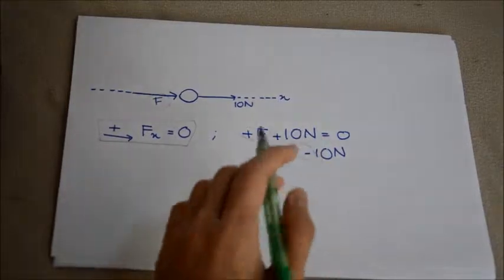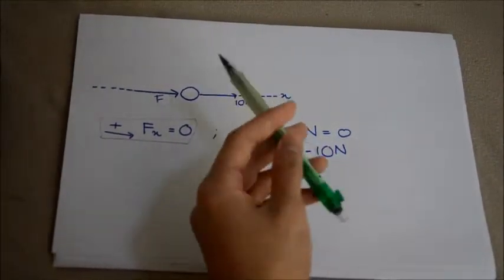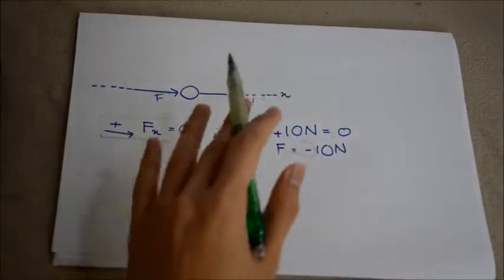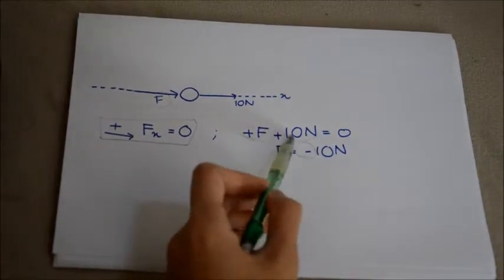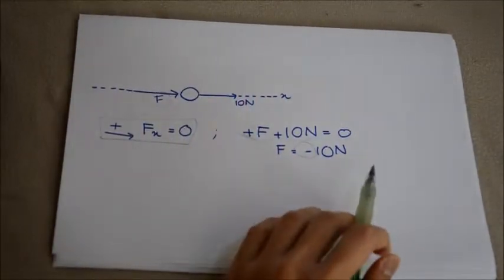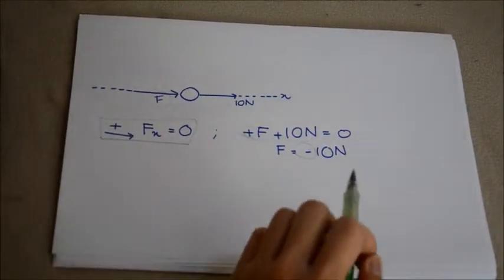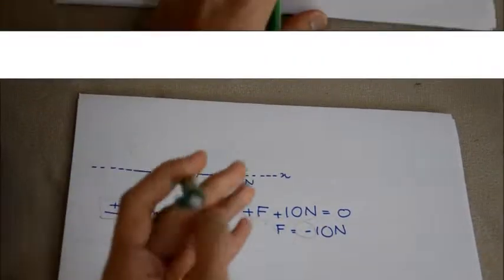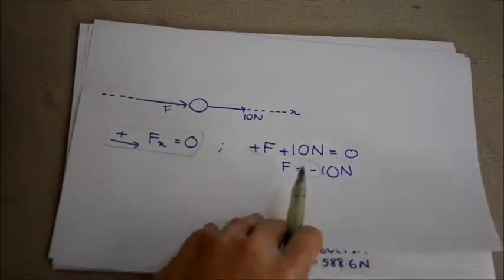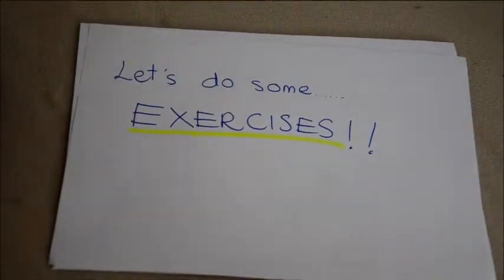Meanwhile, if the positive x-axis were directed to the left, then both terms would be negative. But again, after solving, F is still equal to negative 10 Newton, indicating that F would be directed to the left. Now, let us do some exercises.